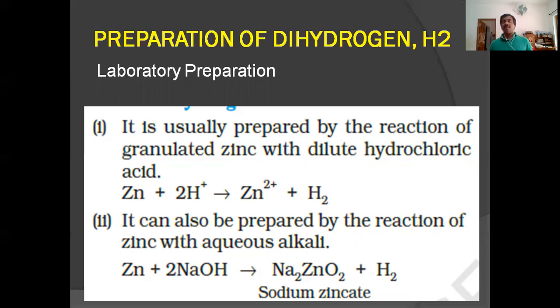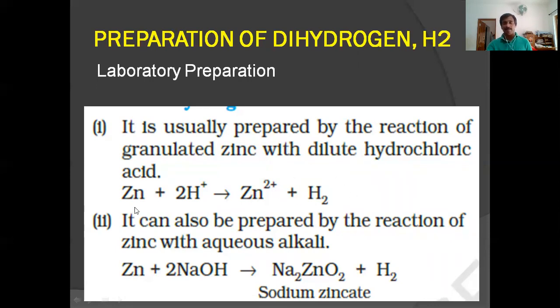In the laboratory, we can prepare hydrogen by the action of dilute acids on metals. For example, zinc on HCl. In the lower classes, you may have prepared hydrogen for filling a balloon from zinc pieces and vinegar. Vinegar is acetic acid. So when you put zinc pieces in vinegar, hydrogen liberates. That equation is given here: Zn plus 2H+ gives Zn2+ plus H2.